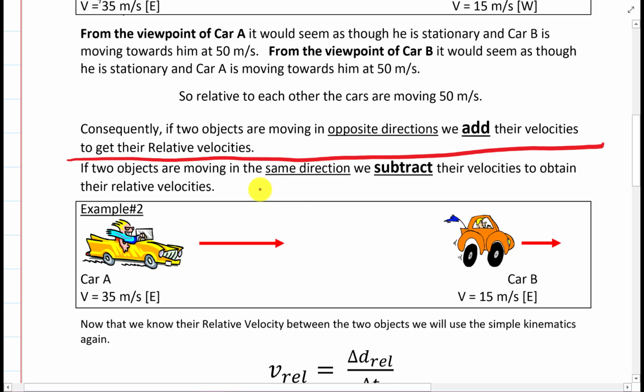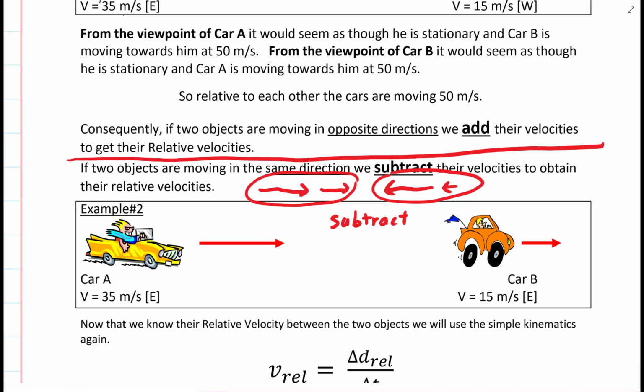So what does same direction look like? This is same direction. Okay, it could also be same direction, but those are two examples of same direction. So if we are in the same direction, we subtract. So we would write down VREL is equal to 35 minus 15, and get 20.